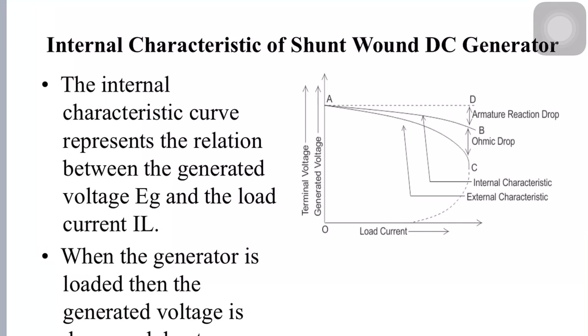So the internal characteristics curve represents the relation between the generated voltage EG and load current, and when the generator is loaded, the generated voltage decreases due to armature reaction. So generated voltage will be lower than the EMF generated at no load. So in this figure, AD is representing the no load voltage curve and AB is the internal characteristics curve.